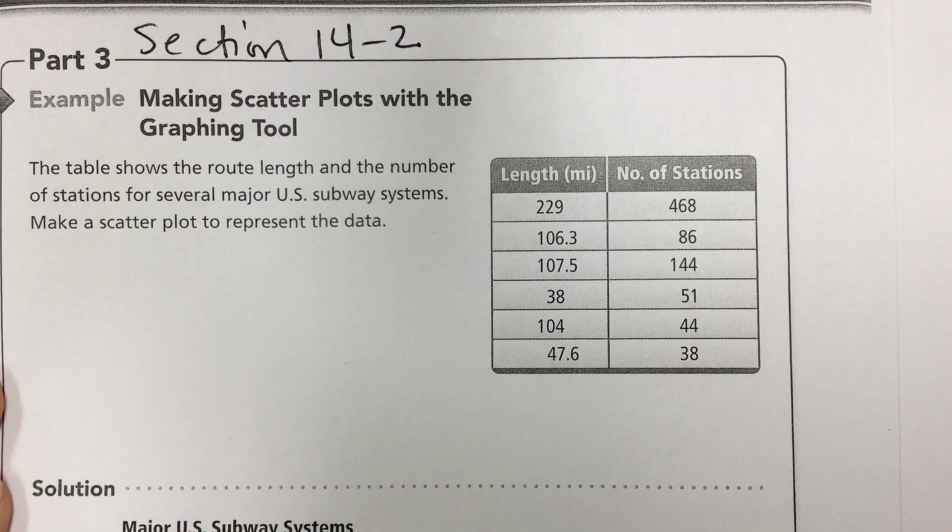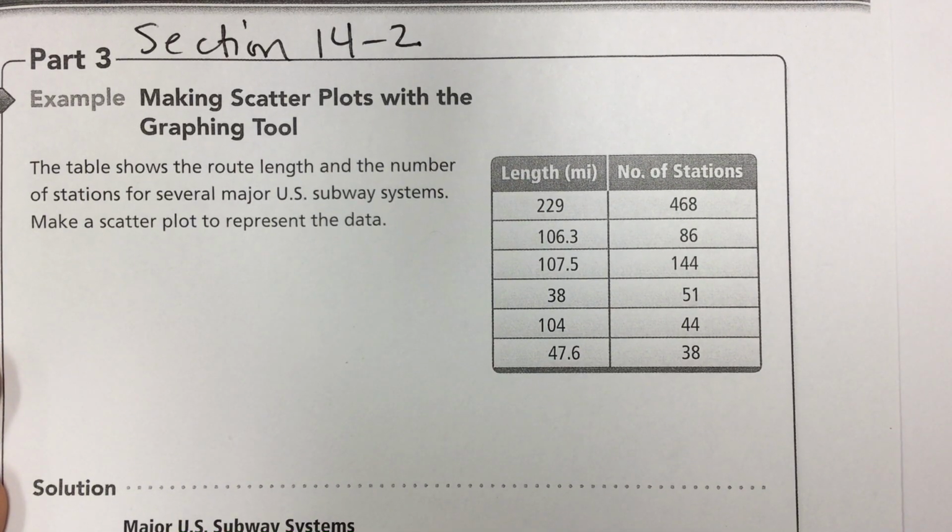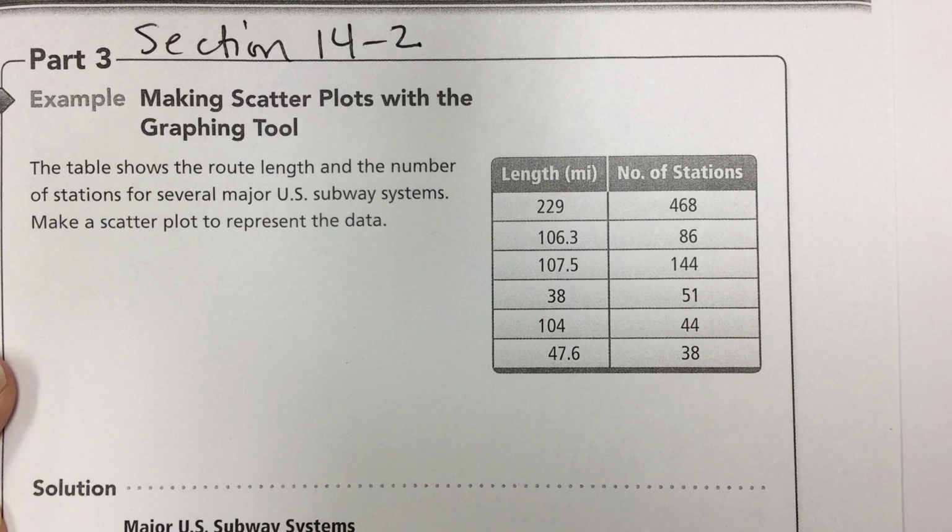Section 14-2, Part 3, Making Scatter Plots with the Graphing Tool. The table shows the route length and the number of stations for several major U.S. subway systems. Make a scatter plot to represent the data.